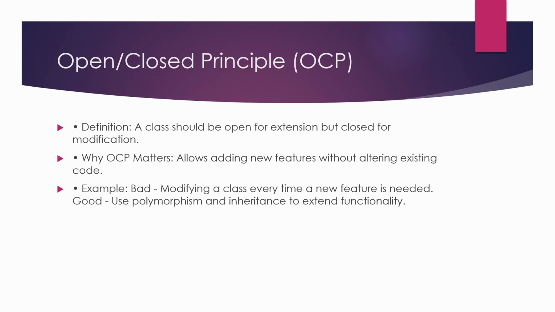Next is the Open/Closed Principle, or OCP. This principle states that classes should be open for extension but closed for modification. In simple terms, you should be able to add new features without changing existing code. For example, instead of modifying a class every time a new feature is needed, we use inheritance and polymorphism to extend functionality while keeping the original code untouched.